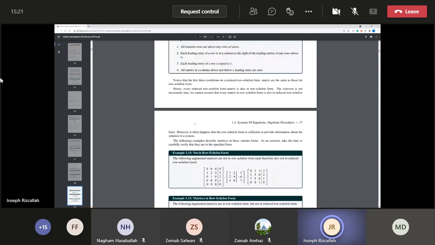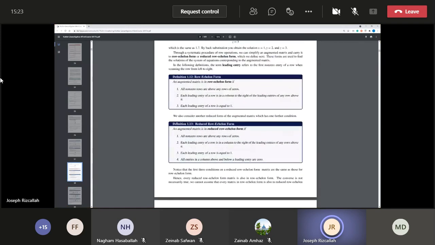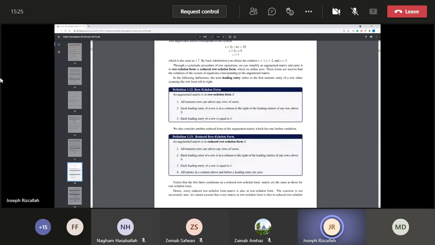And finally, the leading entry of every row has to be equal to 1. When a matrix has all its leading entries equal to 1, which you can achieve easily by dividing the row by a number, as we shall see, then we say that the matrix is in row echelon form.